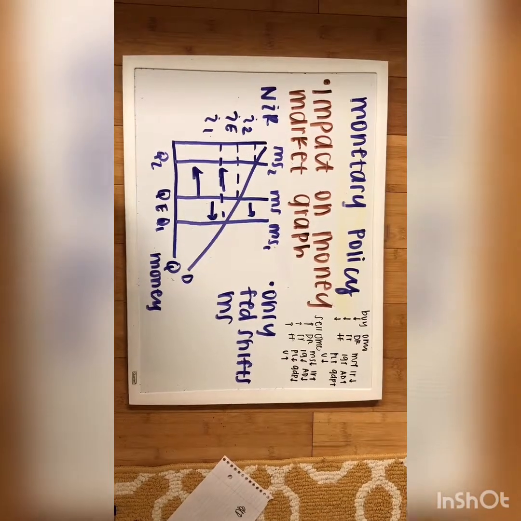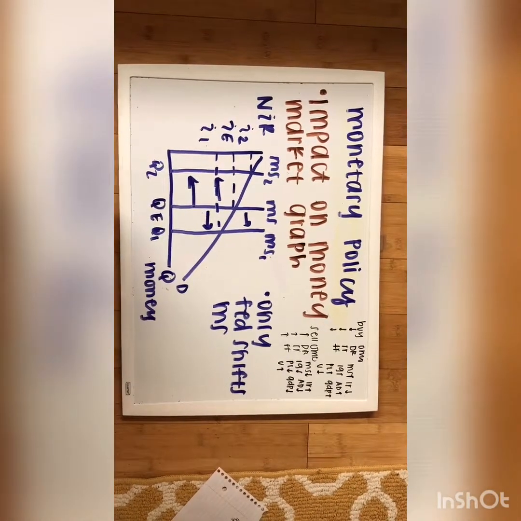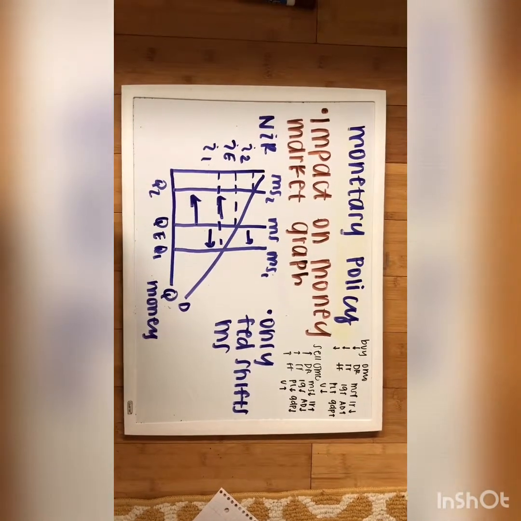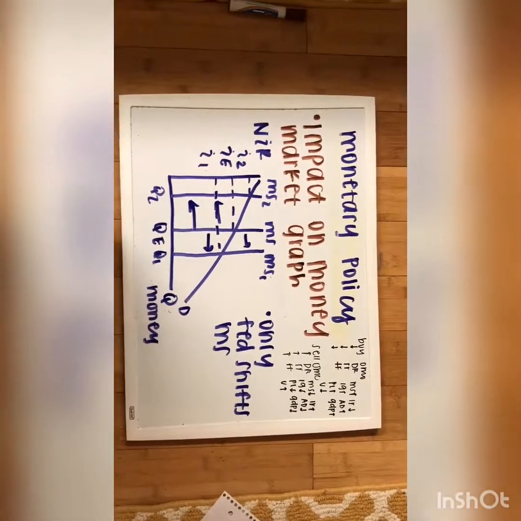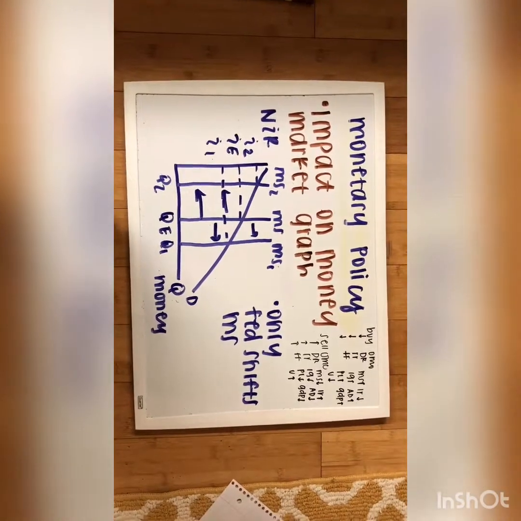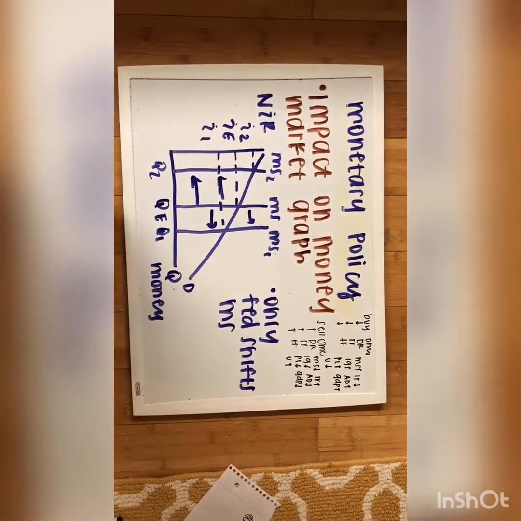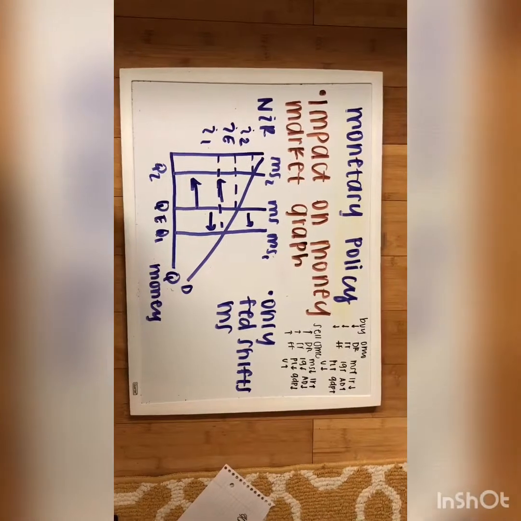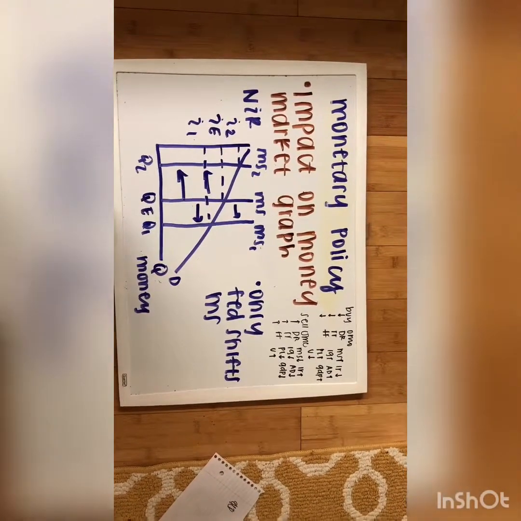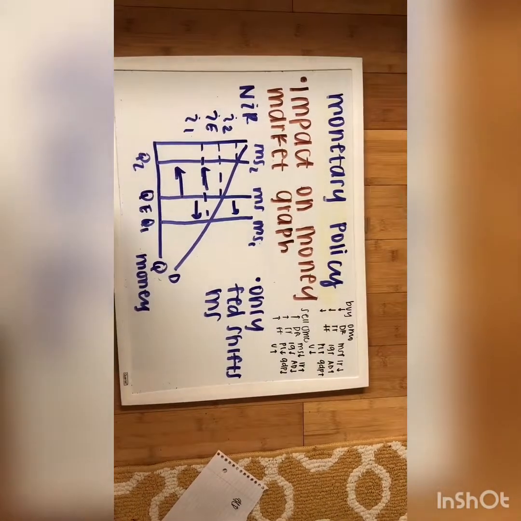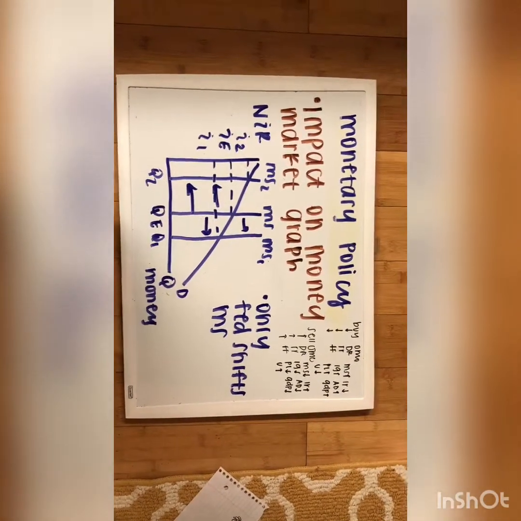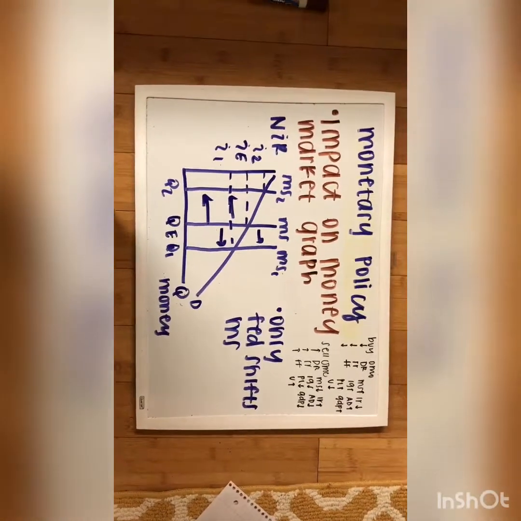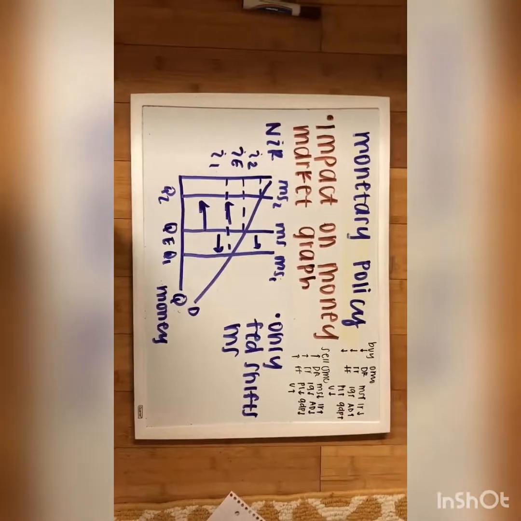Our next question is, what is the impact on the money market graph? As you can see with the arrows in the corner, they say if the money supply increases or decreases. But it's important to remember that only the Fed shifts the money supply. Any of those tools, such as open market operations, the reserve requirement, the federal funds rate, are tools of the Fed, and only they can shift the money supply. That's really important to remember.